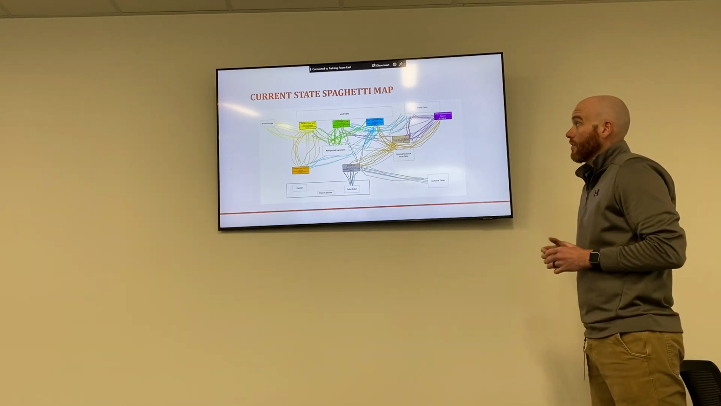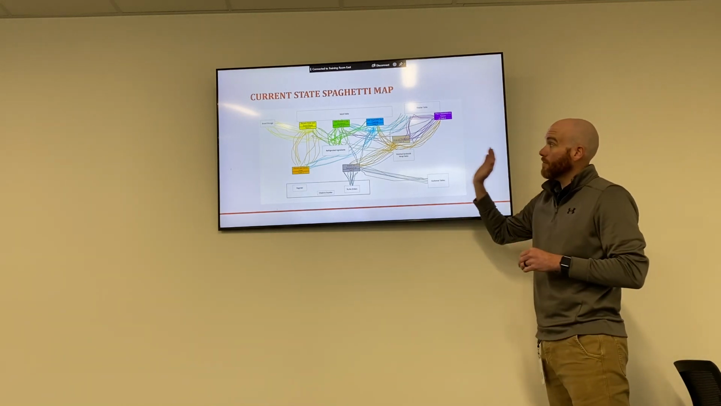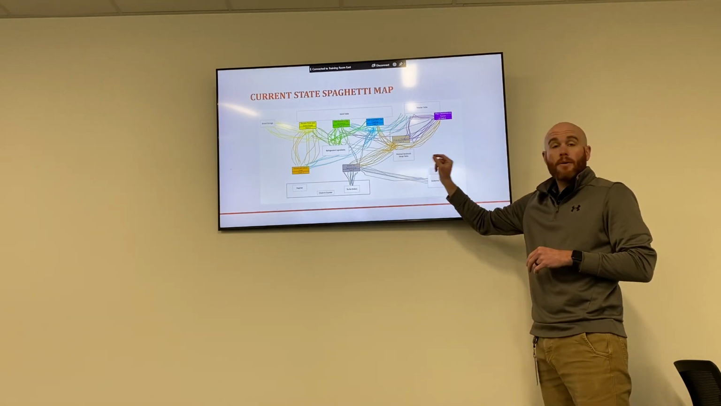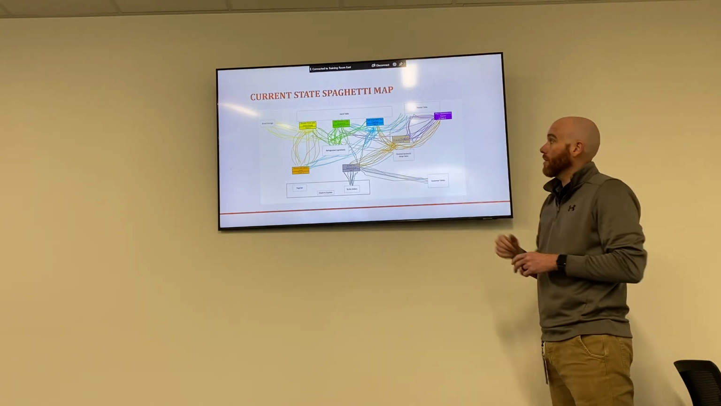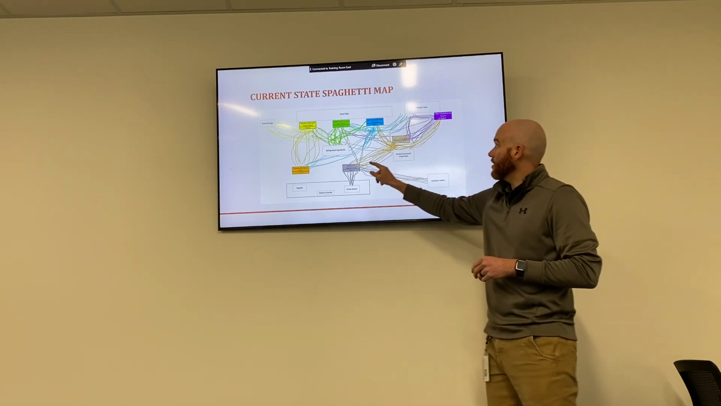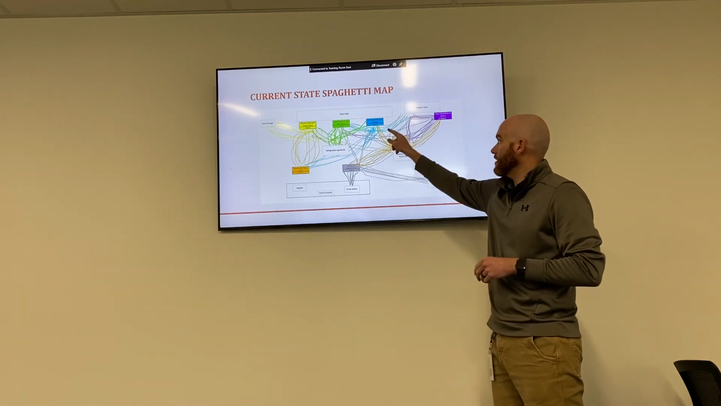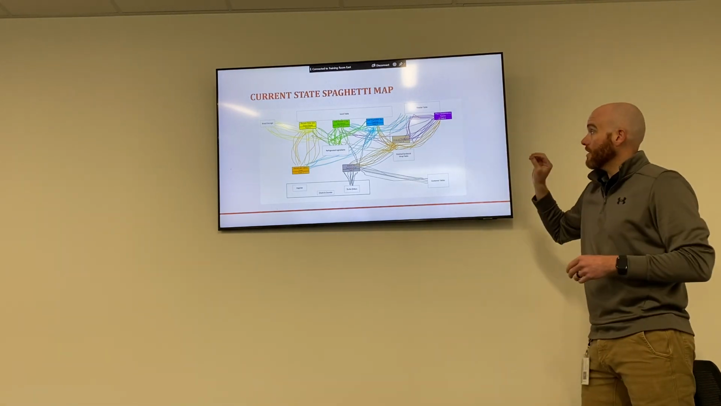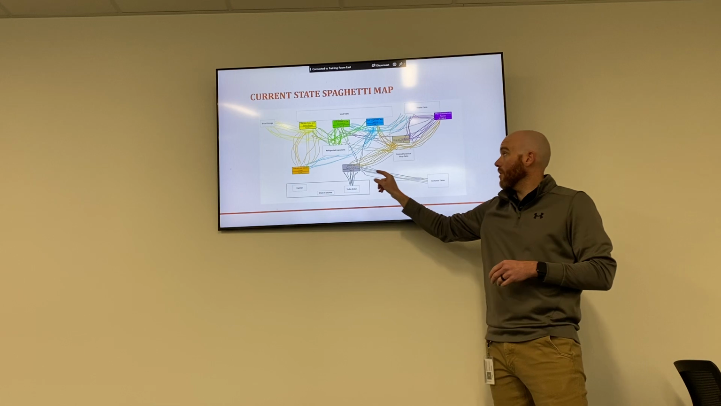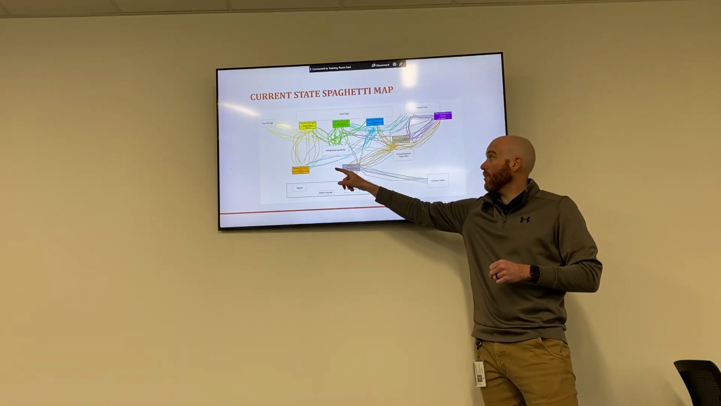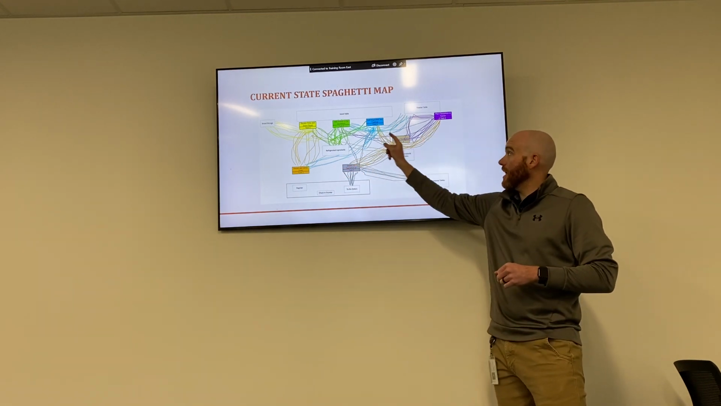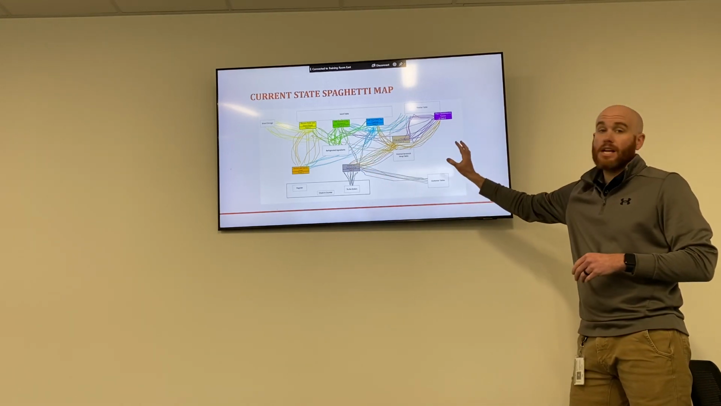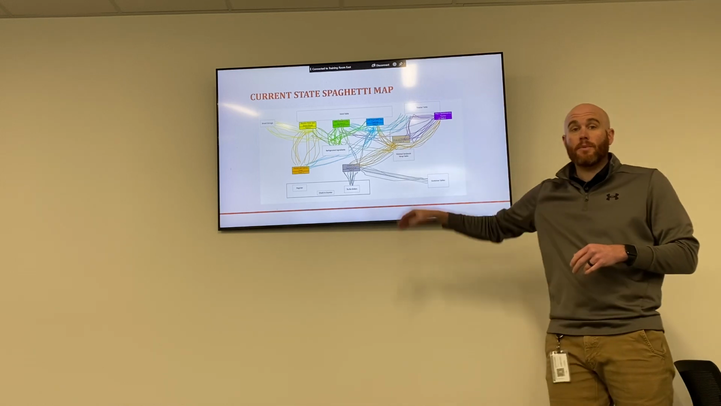So let's dive into a little bit of current state. If you look at this spaghetti map, you can see this is all of the motion that was done by each team member while working through their processes. Each color is a specific person and all the steps that they're doing. The first thing you realize is there's a lot of time spent on wasted motion and a lot of time people going back to other steps in the process because something was wrong. So obviously this is not an efficient way for us to do our business.